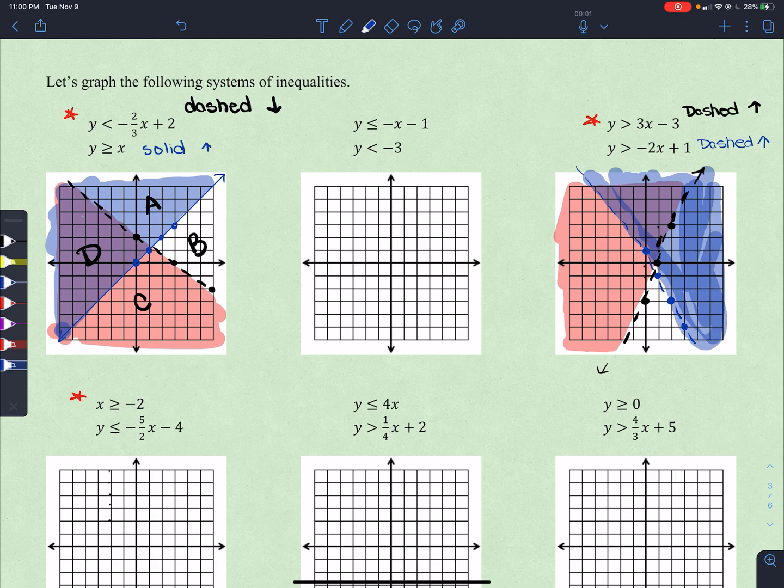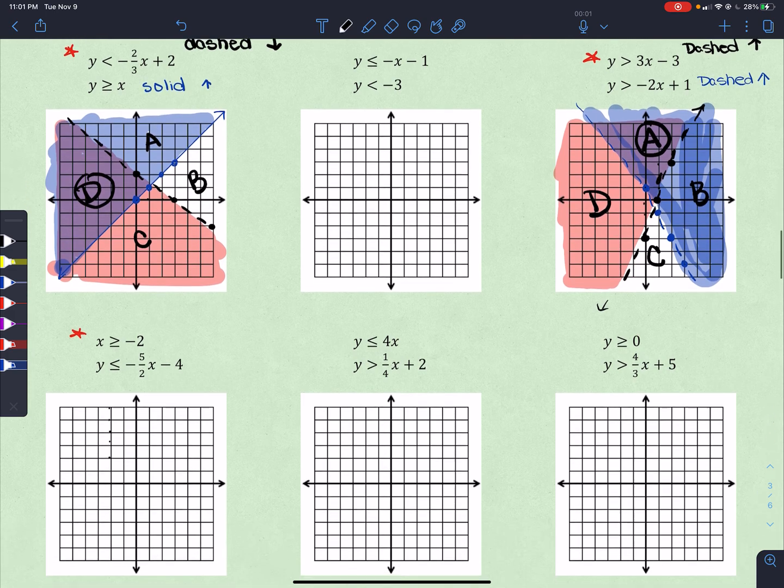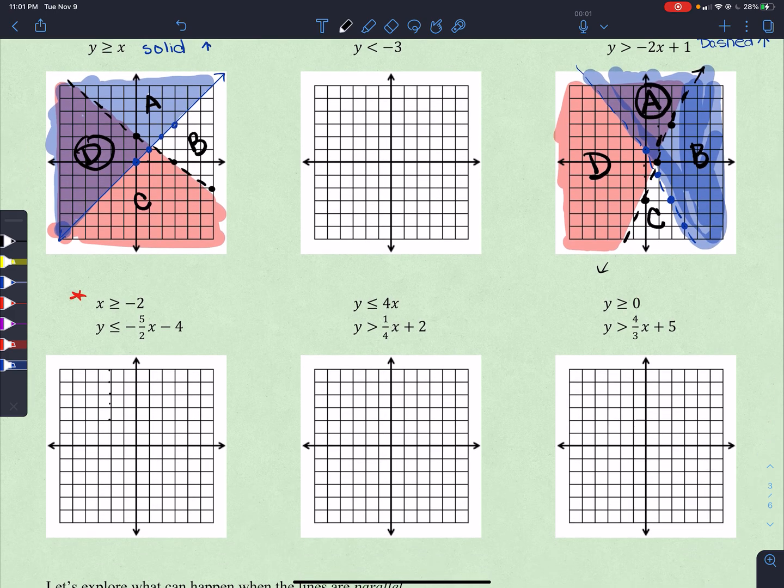Okay. All right, so we are looking for the section. I have A, B, C, and D. And the section where our solutions will be is in section A. However, in this case, it won't land on any of the lines because they are all dashed lines. Right? So it can land between that area, but not on any of the lines. Okay, one more to complete of this type.